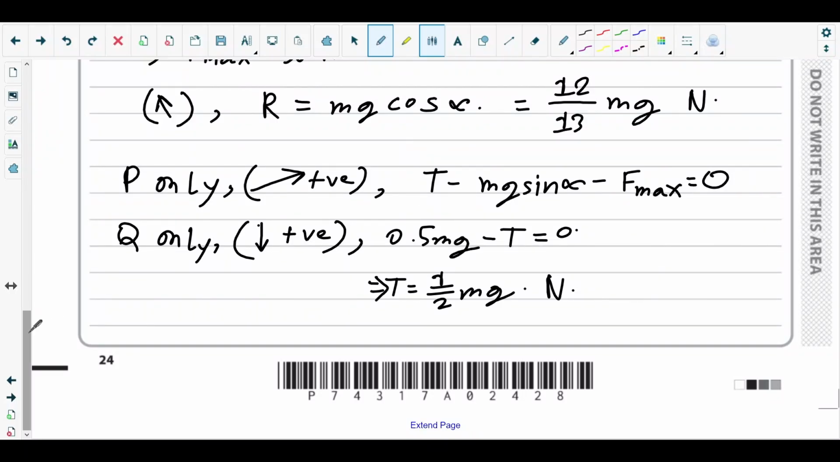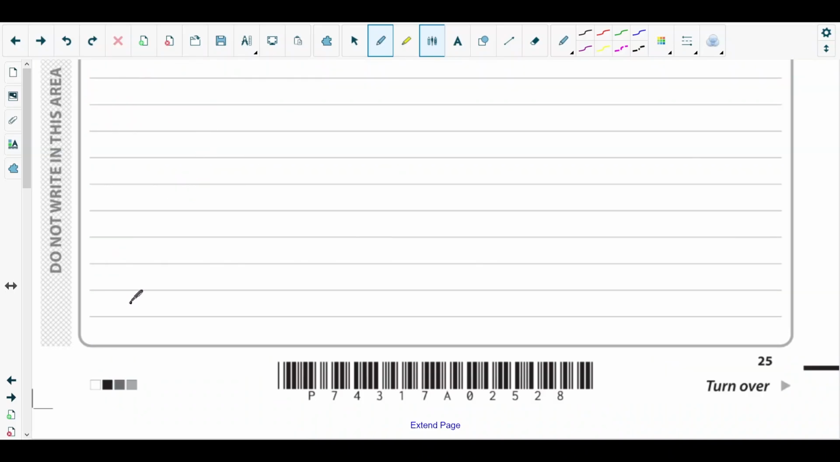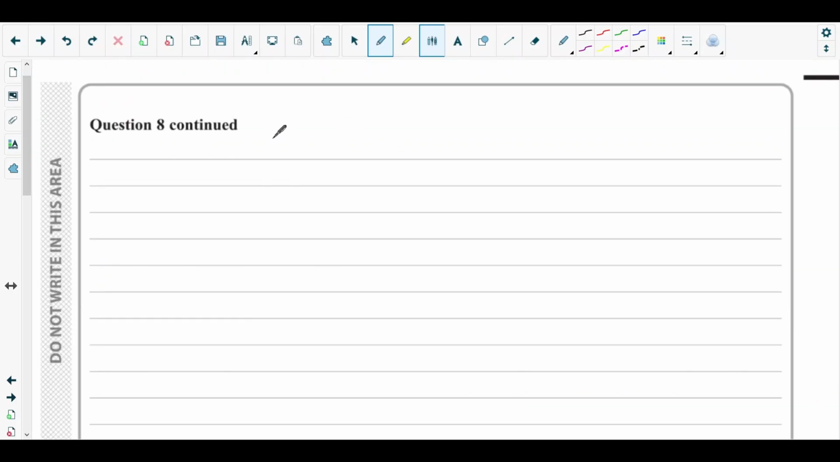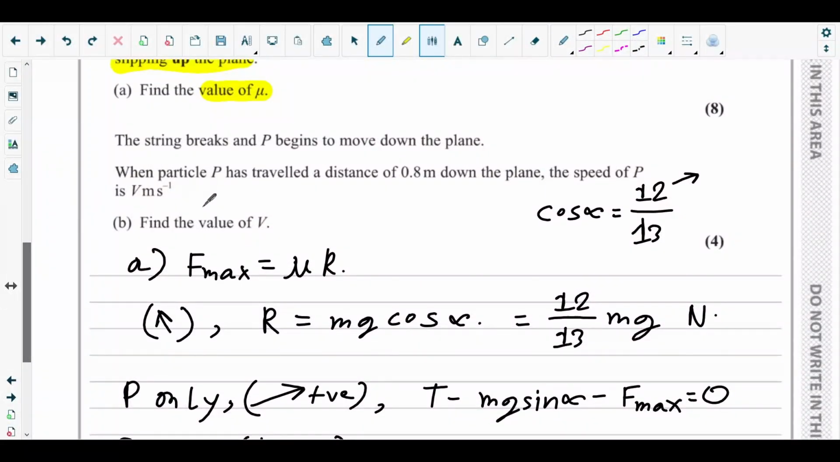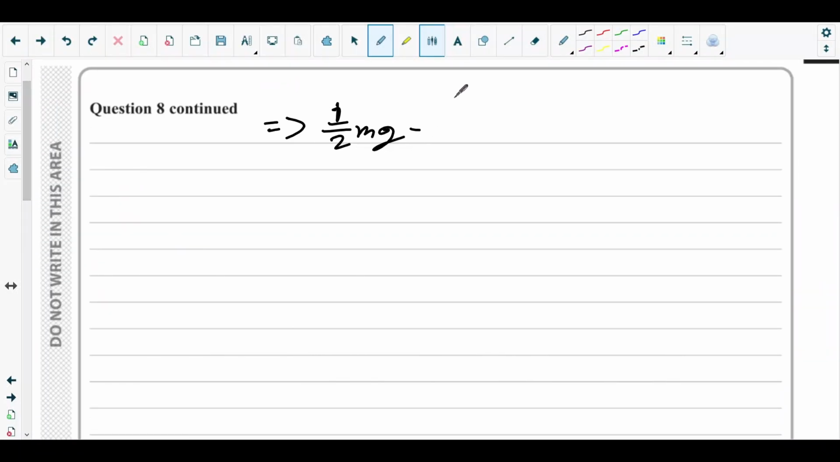Now just put it in the previous equation. What you will get? T is half of mg, we got that. So what we can write here, T equals half of mg minus mg sine alpha, right? So sine alpha is how much? Cos alpha is 12 over 13, so sine alpha would be, the remaining one, 5 over 13. Okay, so we got mg sine alpha is 5 over 13 mg, and then we have the friction.